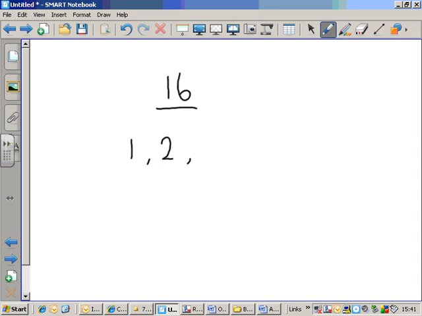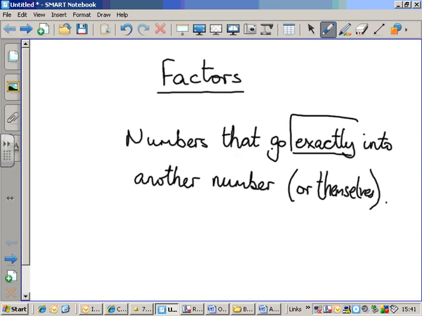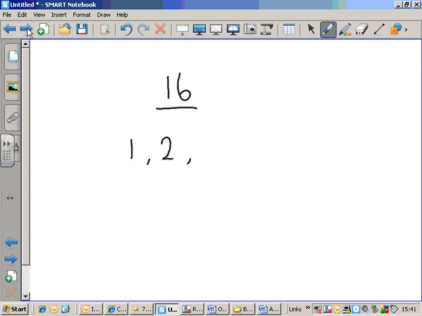Because if you count up in threes for a minute, 3, 6, 9, 12, 15, 5 threes make 15. So we can fit 5 threes into 16, but 3 does not go, here's the key word, exactly into 16, and therefore 3 is not a factor of 16. How about 4? 4 is a factor of 16, isn't it? Because 4 fours make 16 exactly, don't they? How about 5? No, 5, 10, 15 doesn't go exactly, does it?